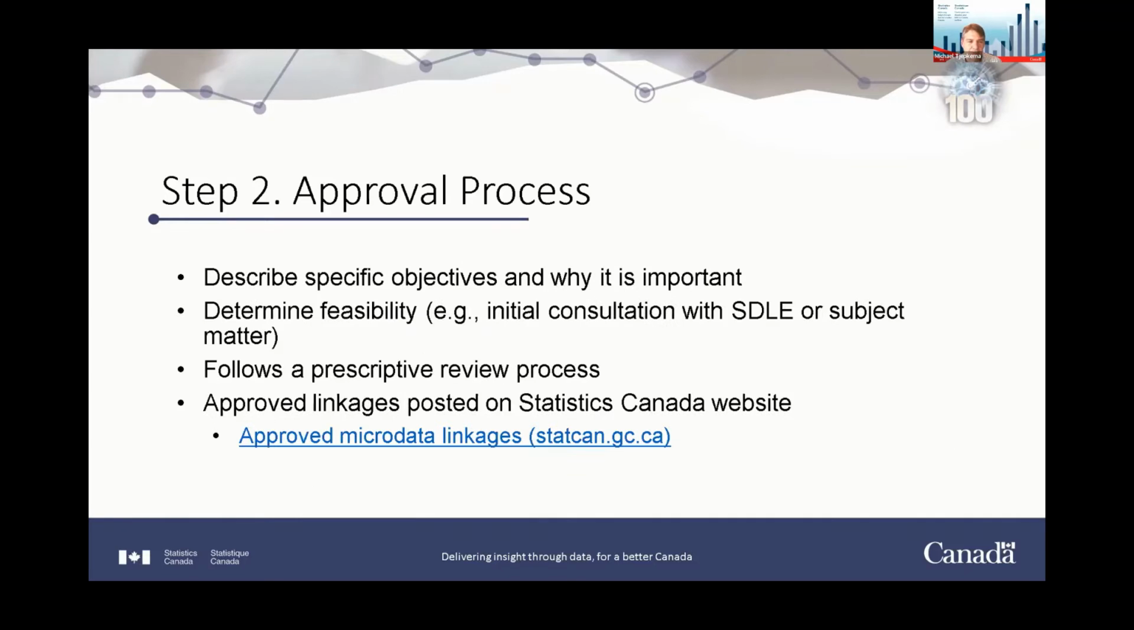So that's kind of the overall process. For us, you have to describe your specific objectives and why it is important to do it. Determine the feasibility of whether the linkage is even possible, and this is done usually through initial consultations with the social data linkage environment group, or through subject matter contacts such as myself. And then it follows a kind of prescriptive review process, and then once it's approved, it will be posted on Statistics Canada's website.